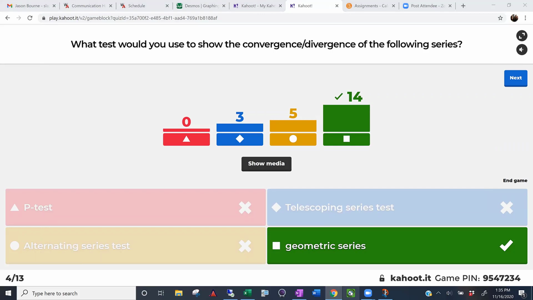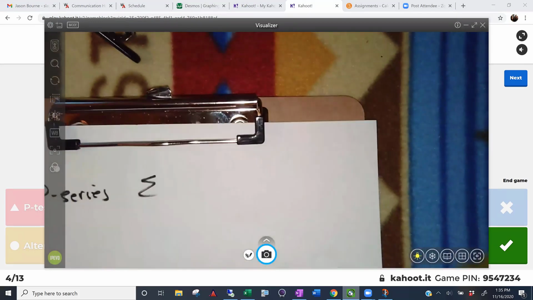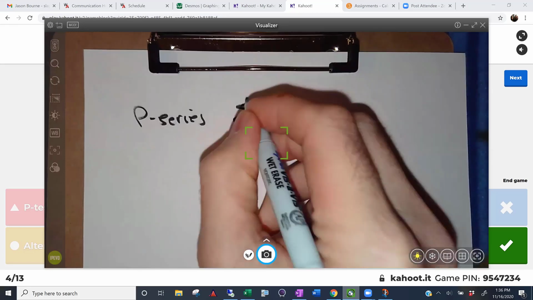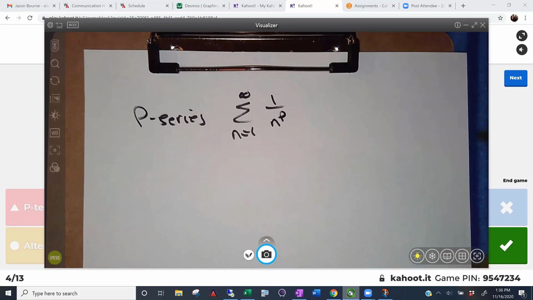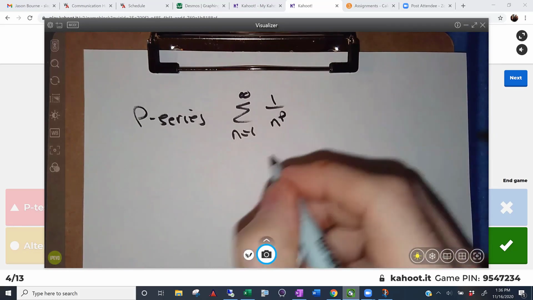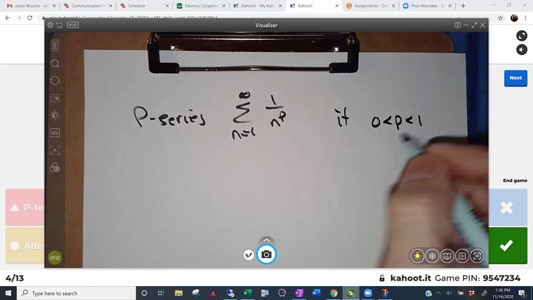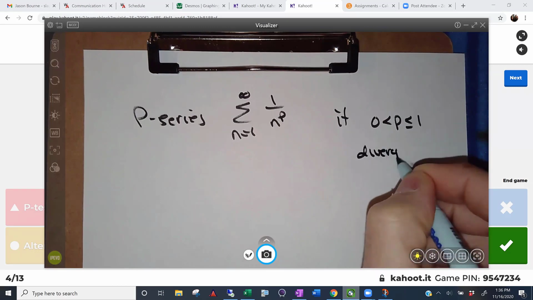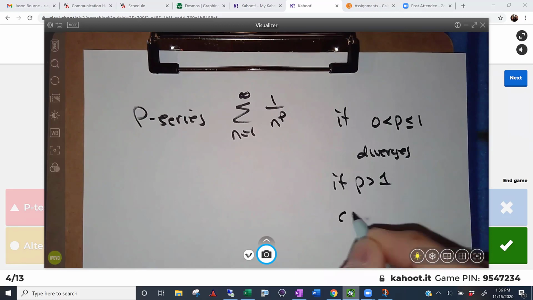Let's try this again. All right, is that coming through, P series? Yep. That's a P series. If 0 is less than P less than or equal to 1, it diverges. If P is greater than 1, it converges.